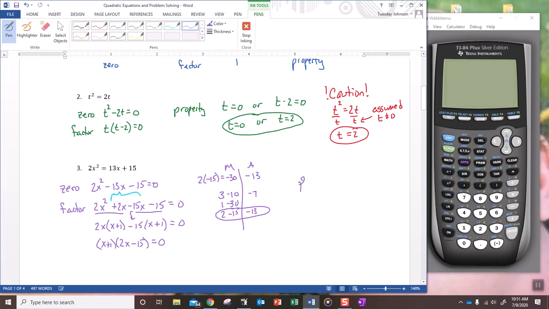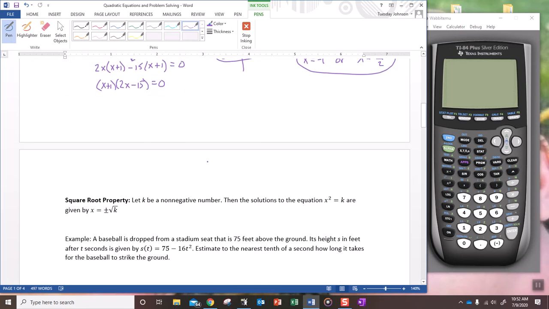Now we can pop over here and use the property to get x plus 1 equals 0, or 2x minus 15 equals 0. For x plus 1 equals 0, x equals negative 1. And if we add 15 and divide by 2, we'll find that x could also be 15 halves. Solving using the zero factor property.